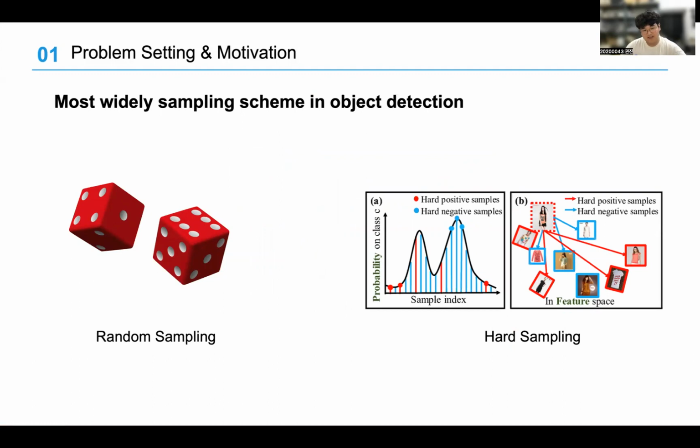First is random sampling, and second is hard sampling. Random sampling is just sampling by randomness, and hard sampling is sampling by hardness, in other words, the highest loss value.